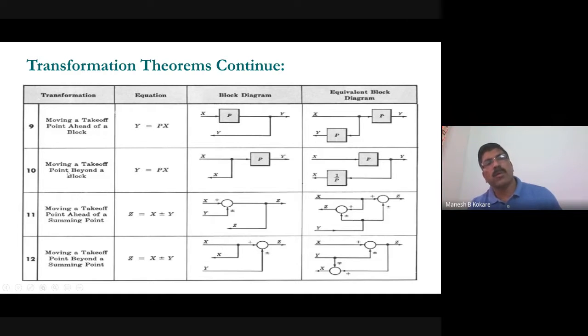Then another rule, that is moving a take-off point beyond a block. You'd like to shift this one, exactly the opposite case of the previous one. What is this signal? This is x. After changing this, the x signal should not change. Otherwise, if you directly take this one, it will be xp. We want only x. So if it is xp, and you divide it by p, it will be only x. So here 1 by p is added. When you are shifting this takeoff point after a block, you have to add one more block in this path, and that transfer function will be equal to 1 by p. So your output y will not change, it will remain the same. So this diagram and this diagram are equivalent to each other.